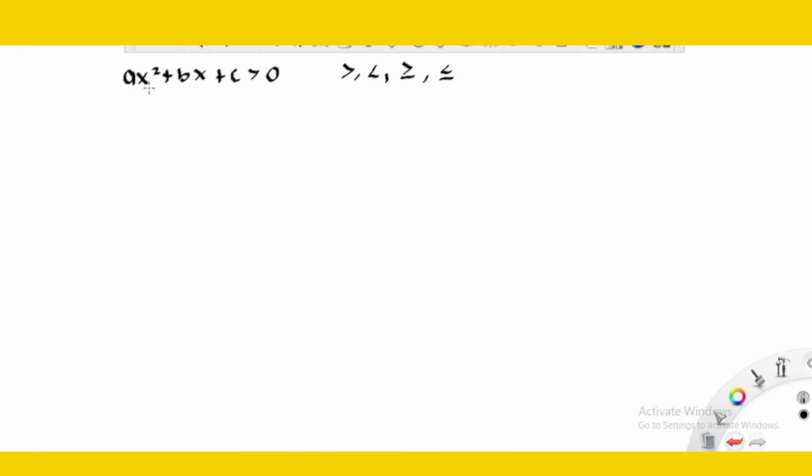Alright? So, if you notice, the only variable here is x. So, we know that a, b, and c are any real numbers, any numbers found on the number line. And of course, we have to take note that a is not equal to 0. Because if a is equal to 0, then 0 times x squared, this term will become 0. So, what remains is bx plus c is greater than 0. And this is no longer a quadratic inequality but a linear inequality. Okay?